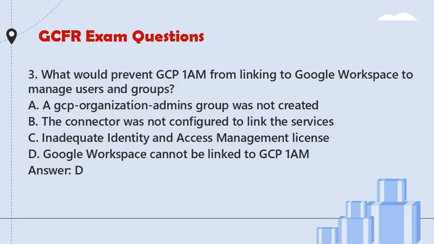3. What would prevent GCP IAM from linking to Google Workspace to manage users and groups? A. A GCP organization admins group was not created. B. The connector was not configured to link the services. C. Inadequate Identity and Access Management license. D. Google Workspace cannot be linked to GCP IAM. Answer: D.